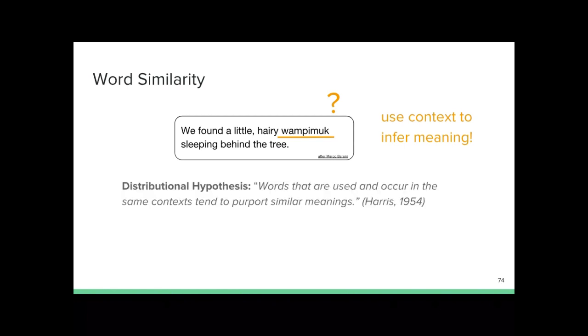In particular, there's something that is called the distributional hypothesis, which says that words that are used and occur in the same context tend to purport similar meanings. This is a well-known phenomenon in language, and you can see it based on this example. If we can learn to represent words using this idea, then we can get representations that much more follow what I mentioned earlier as requirements for them. There's a short version of this hypothesis, which is: you shall know a word by the company it keeps.